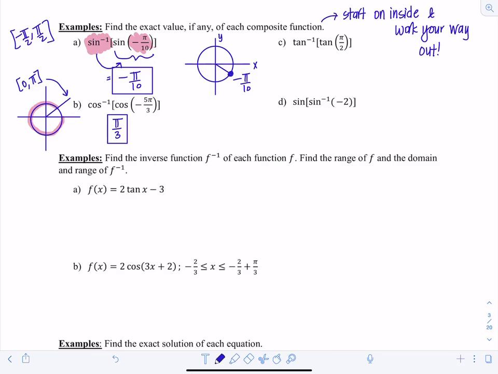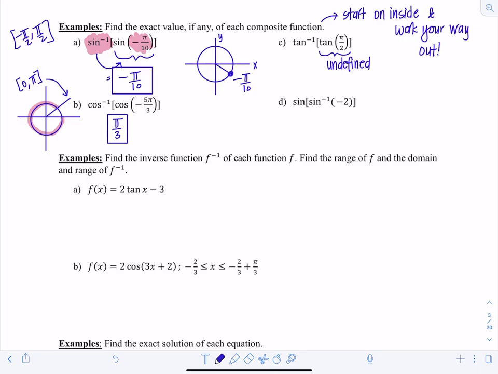Now don't just be careless and cancel out the tan inverse and tangent. Start here on the inside, tangent of pi over 2. Well, what is tangent of pi over 2? That's right, it's undefined, because at pi over 2, sine is equal to 1, cosine is equal to 0, so this is undefined, which means game over. You can't apply tan inverse after that.